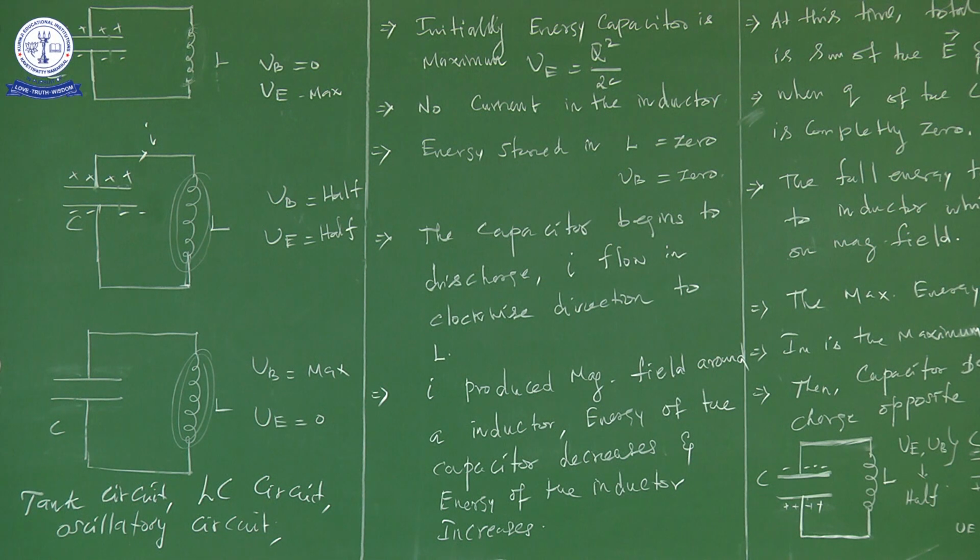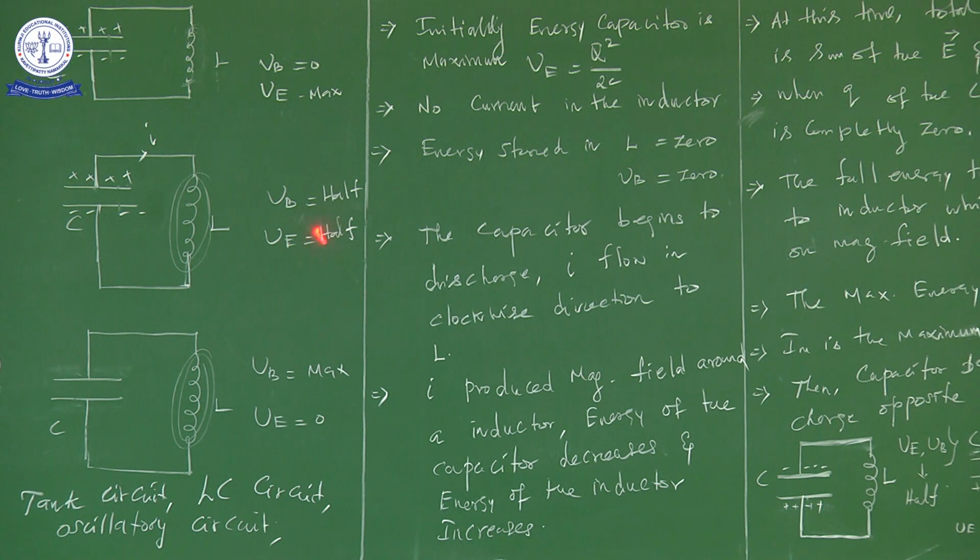It is in the clockwise direction, not in the anti-clockwise direction. The current produces a magnetic field around the inductor, because this is the very basic property of the inductor. Whenever the inductor receives current, it cannot be stored in the form of current. The current received by the inductor is immediately converted into a magnetic field.